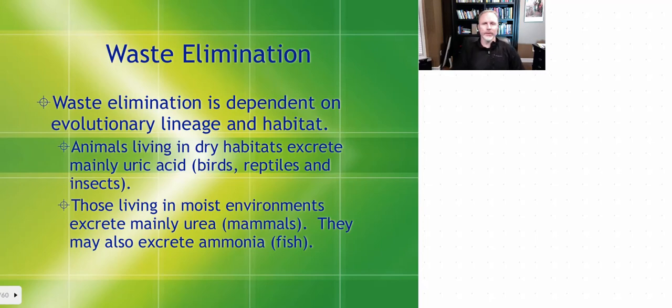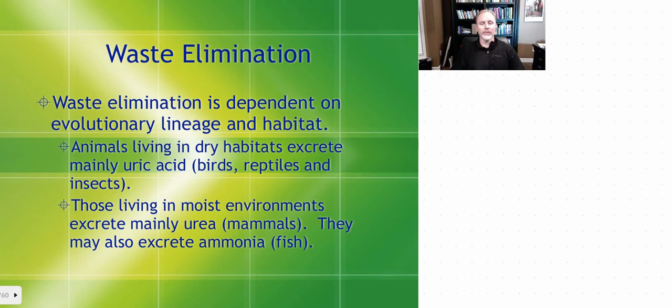Okay, last time what we were talking about is really how animals deal with nitrogen metabolism, protein metabolism, and the production of the breakdown products or the waste products as a result of metabolizing the protein. So as far as waste elimination goes, it's really dependent on evolutionary lineage and the habitat that these organisms reside in.